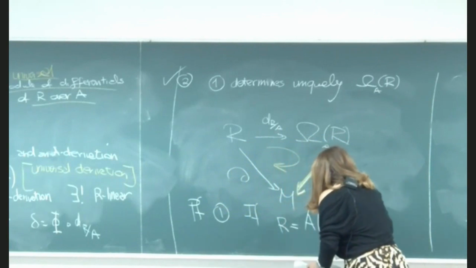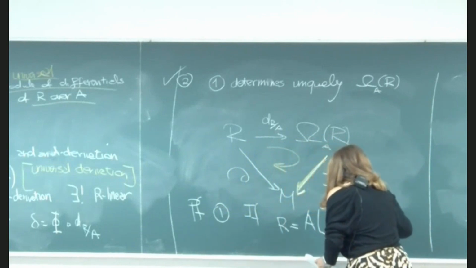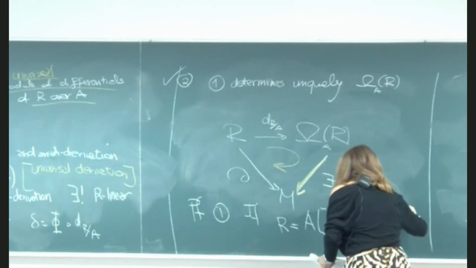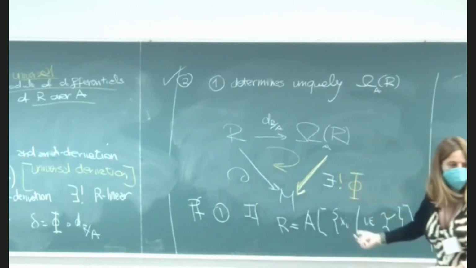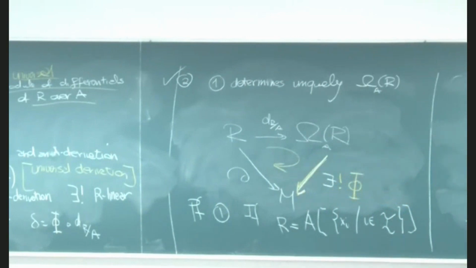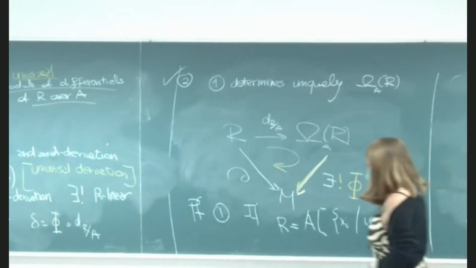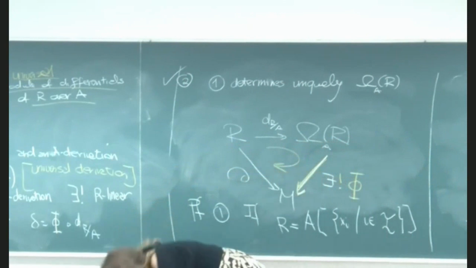So the first case is R equal to A, and now I want to have as many variables as I want, so I call them x_i with i in an index set I. I don't want to assume finite. So this is just a polynomial ring over A.